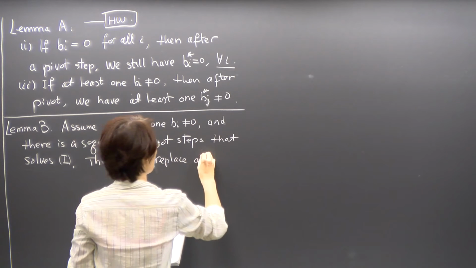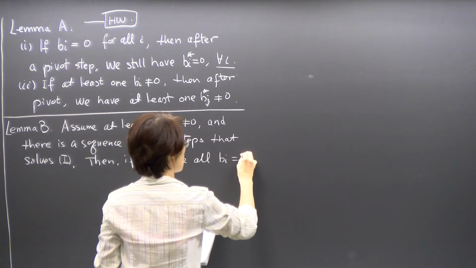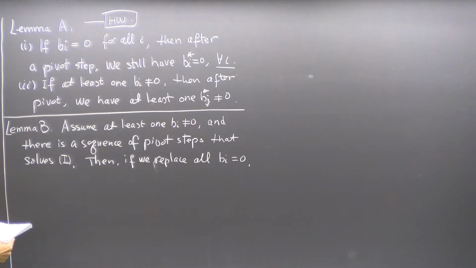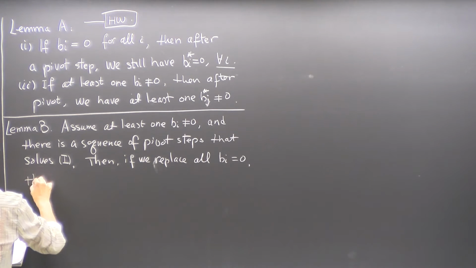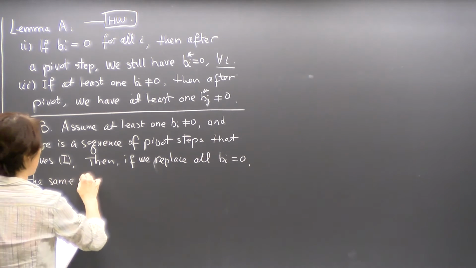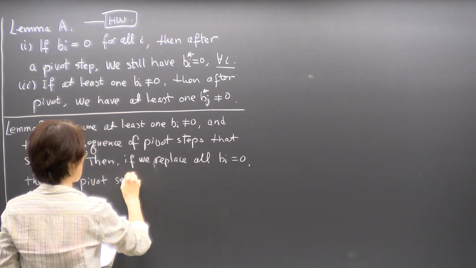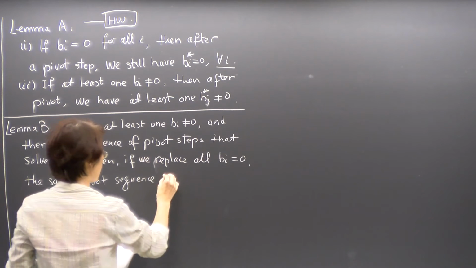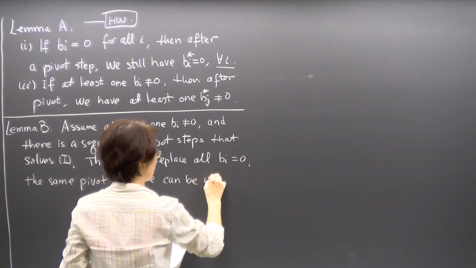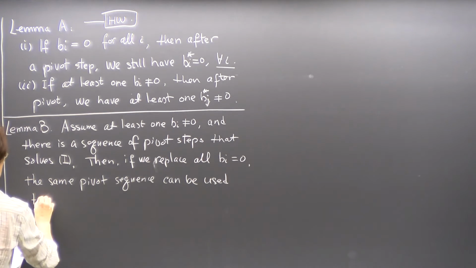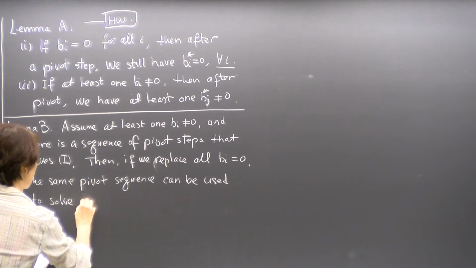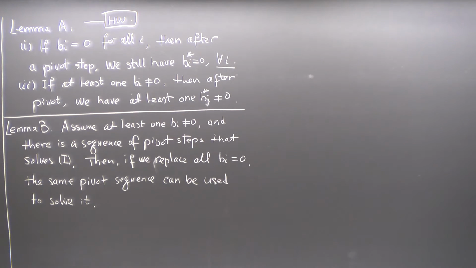If we replace all b_i's with 0, then I claim that the same pivot sequence can be used to solve it. Do we agree on that? So if one of the b is not 0, I have some sequence, I solved it. And now I replaced it with all 0. So think in the pivoting process.